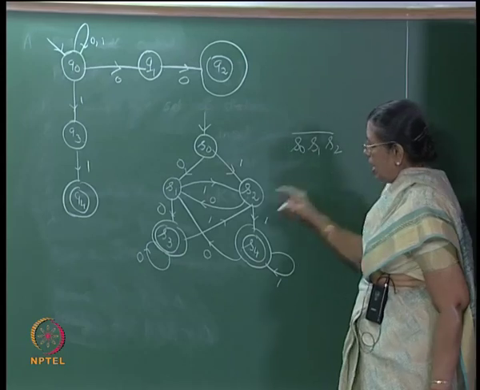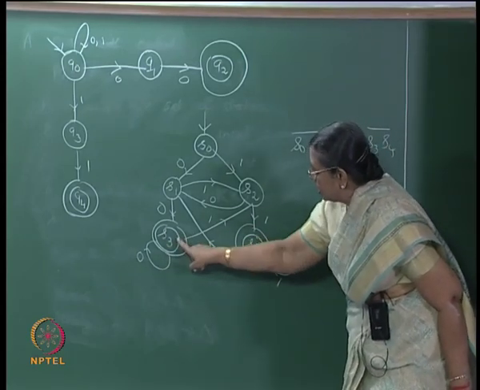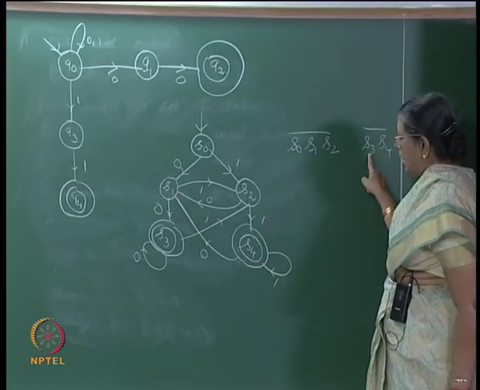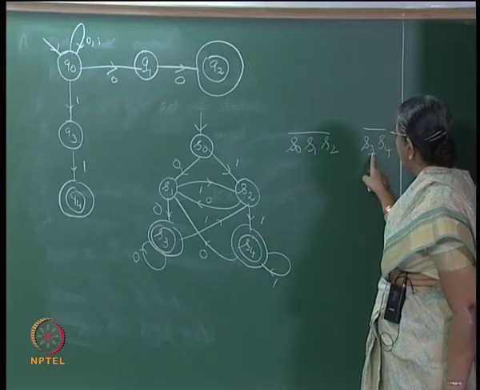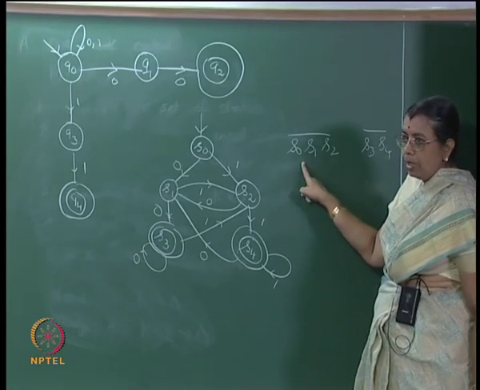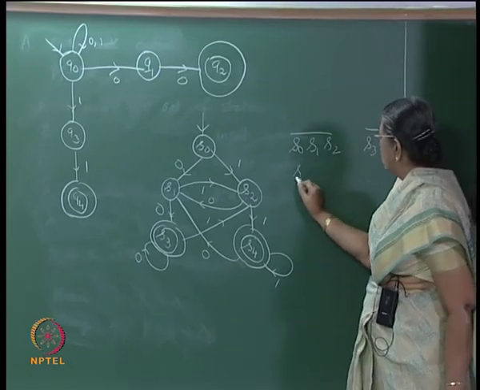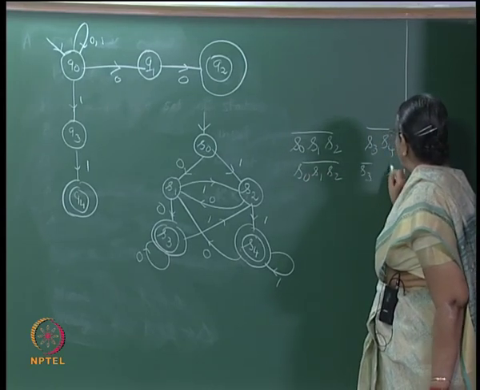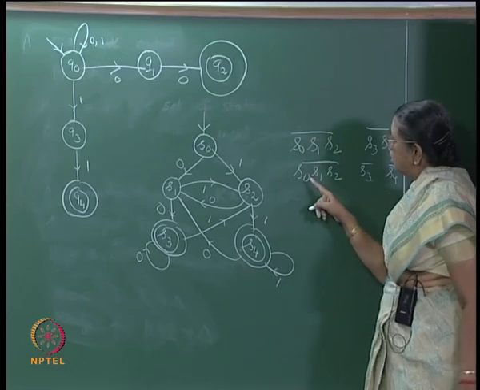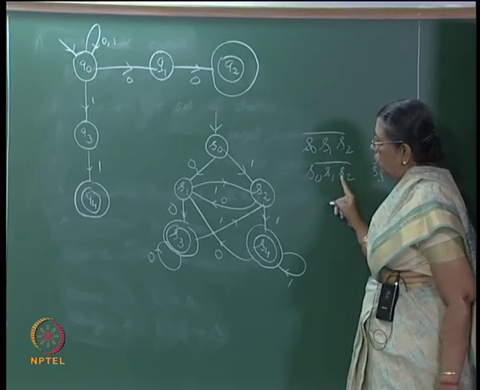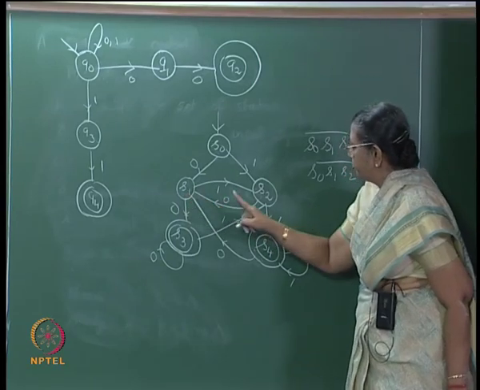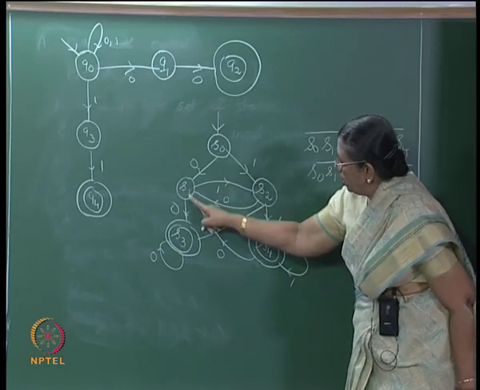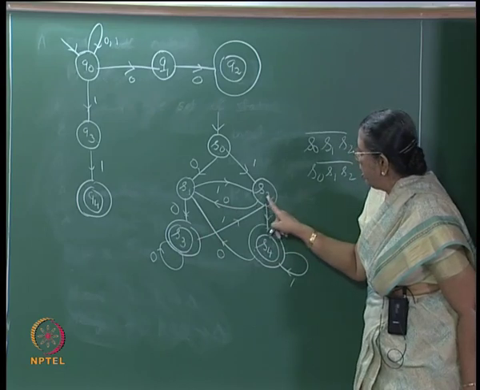Now, in S3, if I get a 0, I go to this, but from S4 if I get a 0, I go to another block. So, this has to be split in the next step. So, you will get S3 separate, S4 separate. Now, look at this, what are the 0 successors of S0, S1, S2? They are S1, S3 and S1.